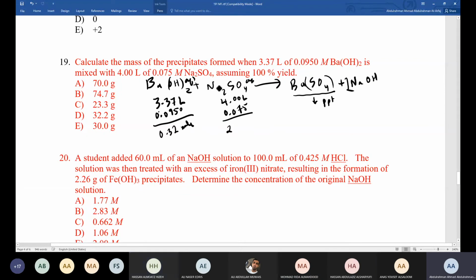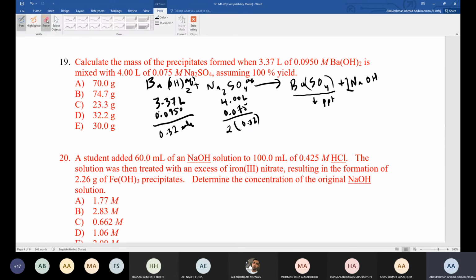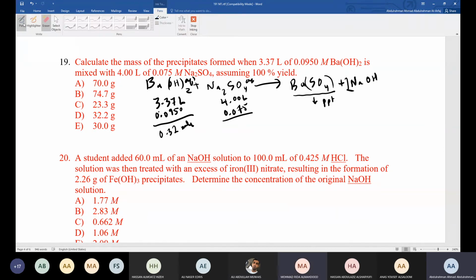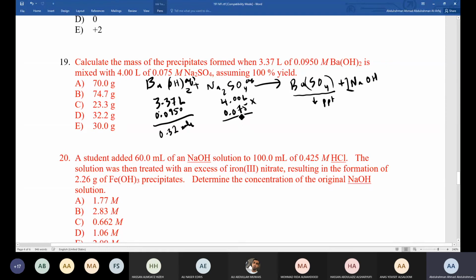Okay. How many moles of Na2SO4 do I need? Sorry, before I calculate that, I should first calculate the number of moles of Na2SO4, which is multiplied: 0.3 times this, it will be 0.30, right? Right.